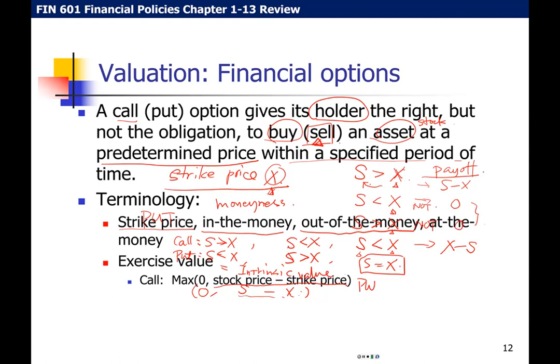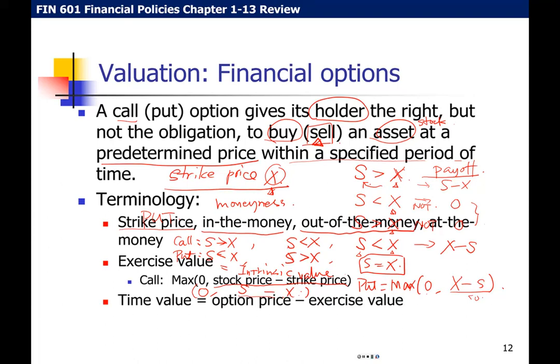And for a put, you can do the same thing: max of 0 and strike minus stock. When the market is favorable, that means X is higher than S, you have a positive value. And when the market is not favorable, you have a negative value here, so your intrinsic value will be 0. In sum, intrinsic value should never be below 0.